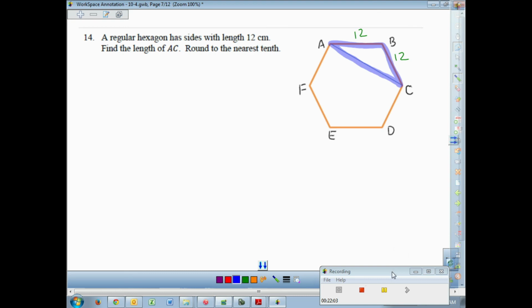Can we get a right triangle? Let's discuss what we know about triangle ABC. It is isosceles. I'm going to notice that there's an isosceles triangle here. I'm going to drop this in.